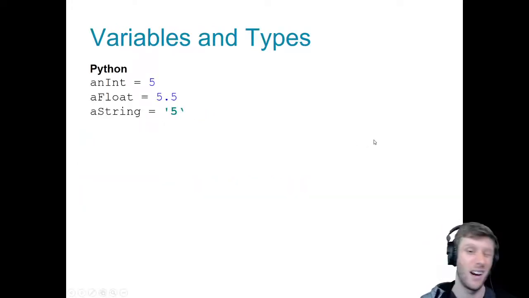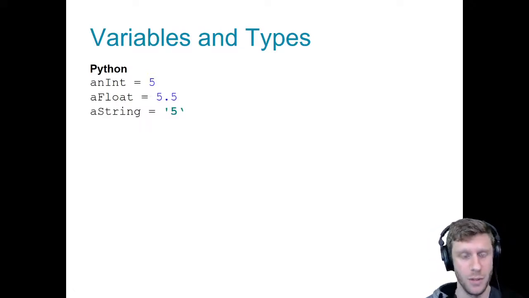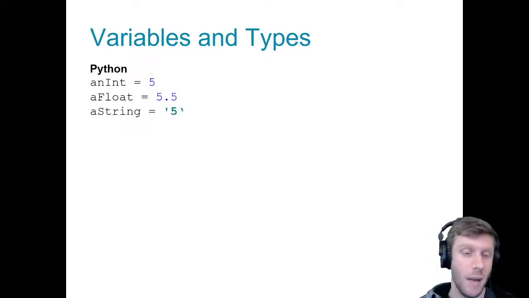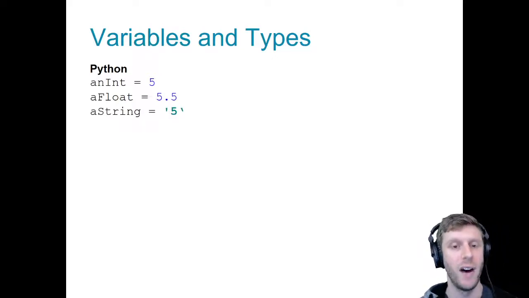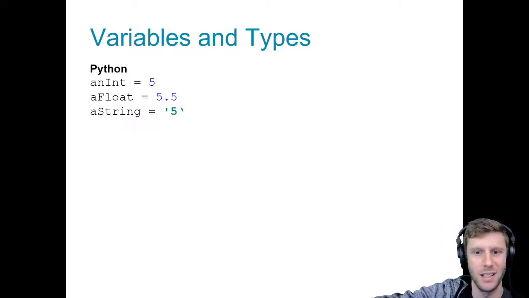Here's another area that ends up being quite different. In Python, we have variables, and Python was quote unquote smart about the types. I called my variable an int, though I could have called it whatever I want, and I made it 5. Python goes, okay, that's an integer. Then a float, 5.5, it's got a decimal, so obviously it's a float. And then a string has quotes, so obviously it's a string. Python deduces this for us.